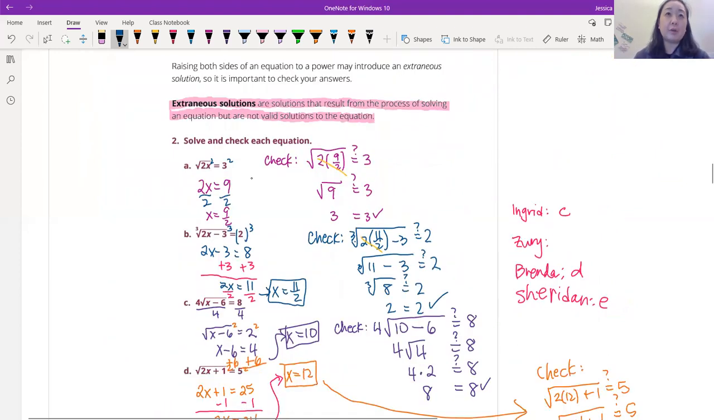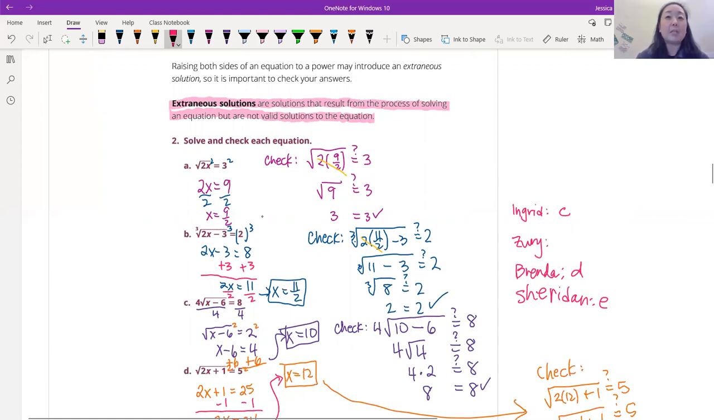So this is the part right here where we're talking about extraneous solutions. One of these is actually an extraneous solution. If you take a look right here, extraneous solutions are solutions that result from the process of solving the equation, but are not valid solutions for the equation. Basically, you get an answer that's not actually the answer, right? A solution that's not a solution. That's basically what it's talking about.